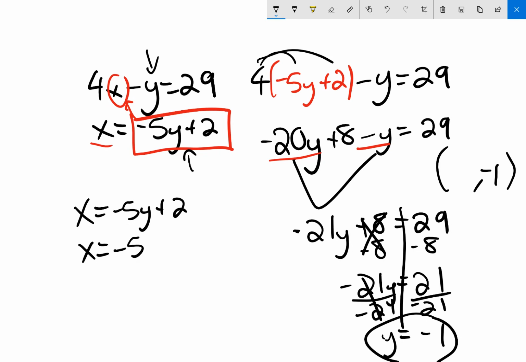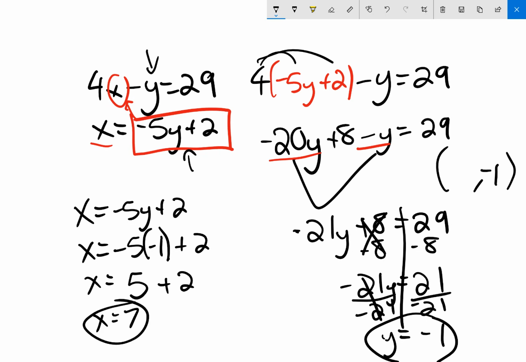I'm going to put negative 1 in for y. So x equals negative 5 times negative 1, that's me plugging it in for y, plus 2. This gives me a positive 5, plus 2, and 5 plus 2 is 7. So x equals 7. My answer then is (7, negative 1). Your problem works exactly the same, you just have different numbers. Good luck trying to do that.